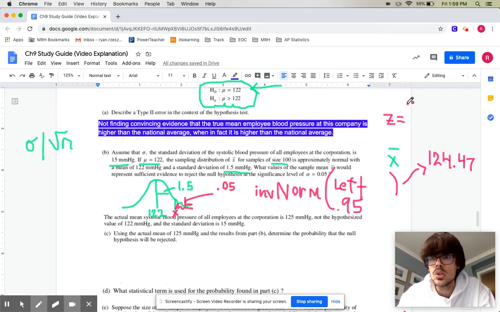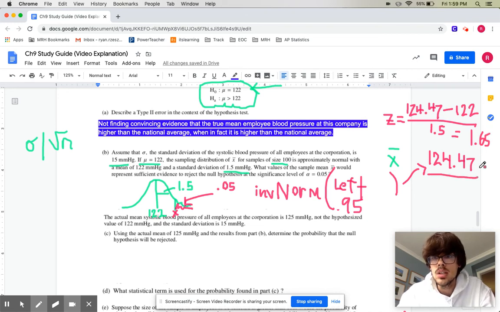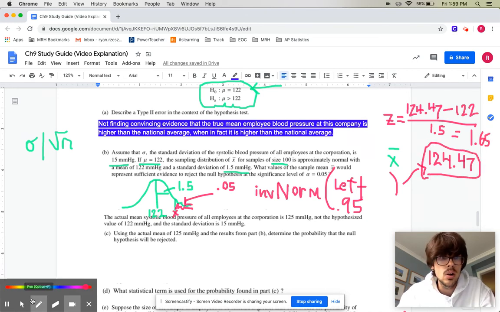So if you were going to show the value on this, you would have to take your 124 number, and then you would subtract out the mean and divide by your standard deviation. So if you do this right here, which again wasn't necessary to get the right answer on this problem, you get a z-score of about 1.65. So yeah, the value you need before you reject is right there.